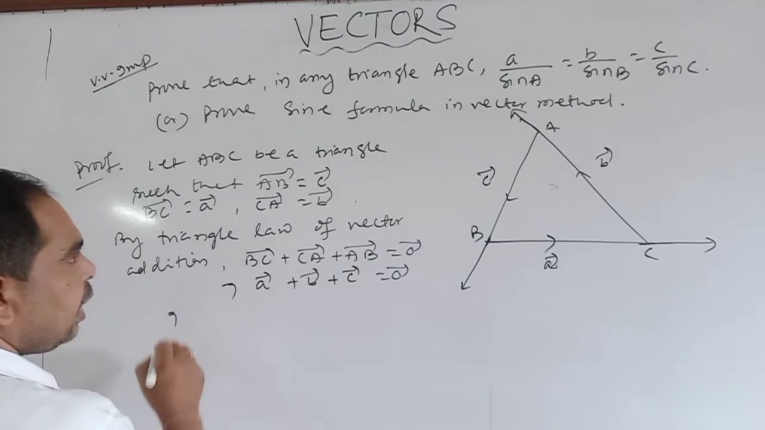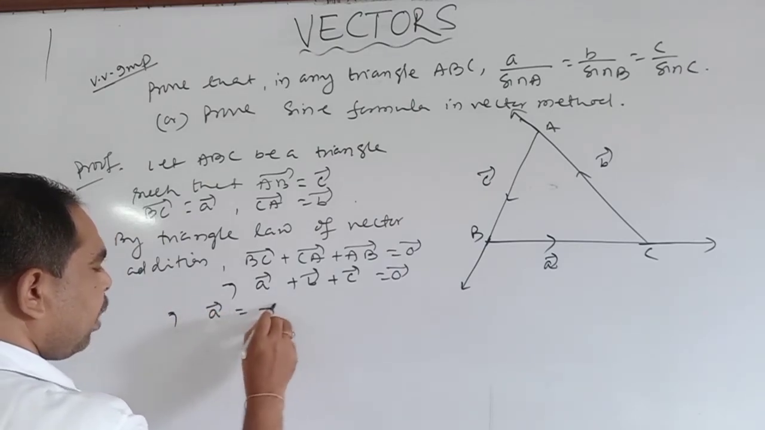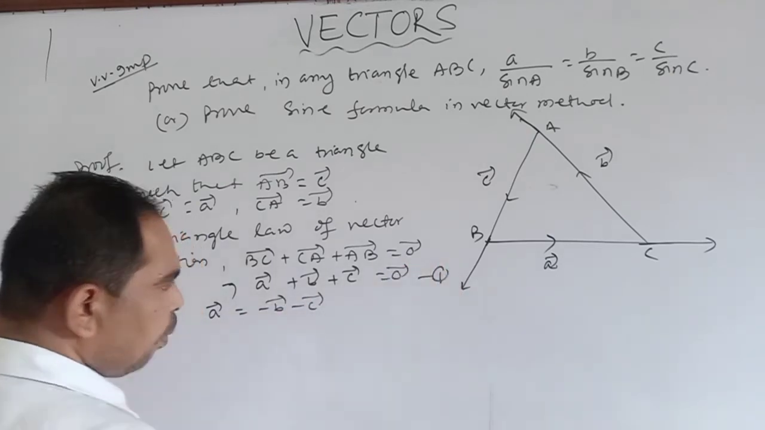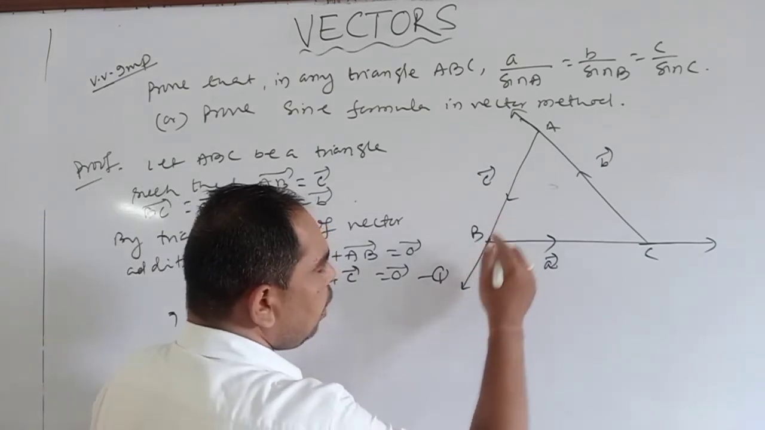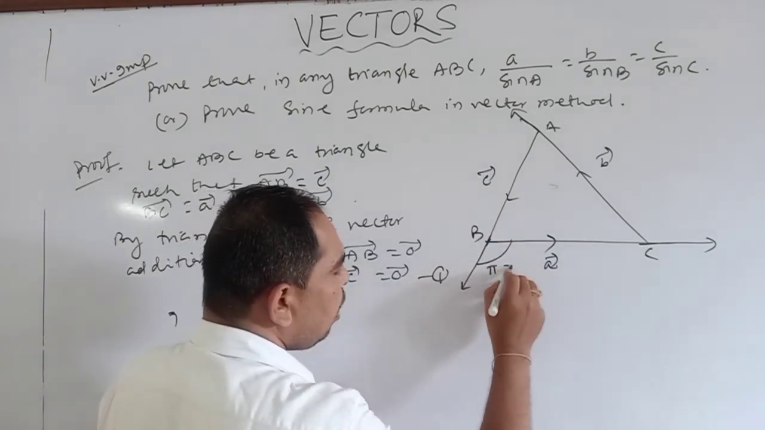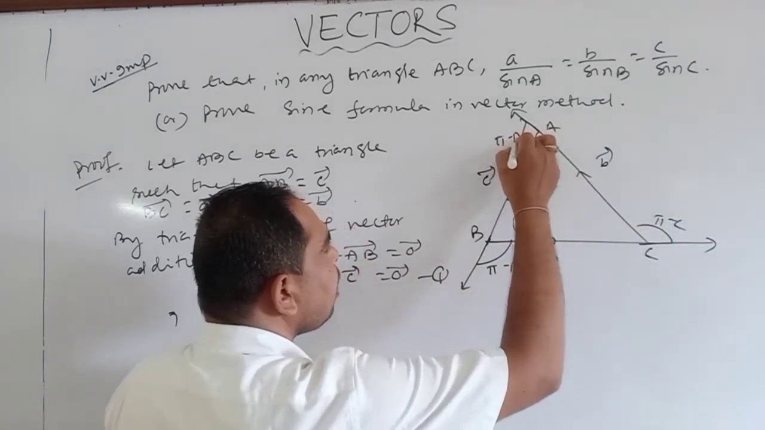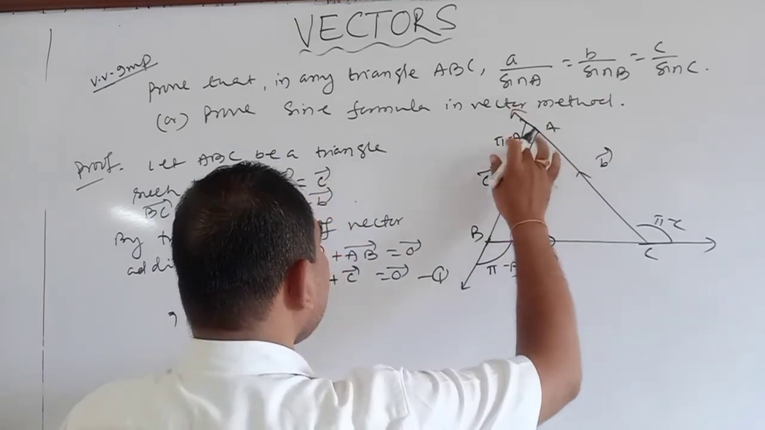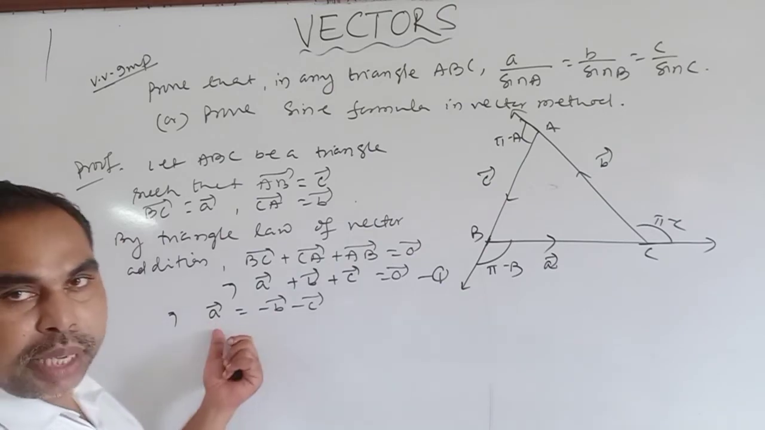So this implies a vector is equal to minus b minus c vector. Again see, this is angle B, so this is angle pi minus B. This is angle pi minus C and this one pi minus A because this is A. The whole is 180, so this is pi minus A. So a vector is equal to minus b minus c.